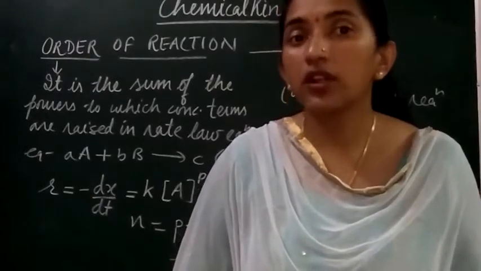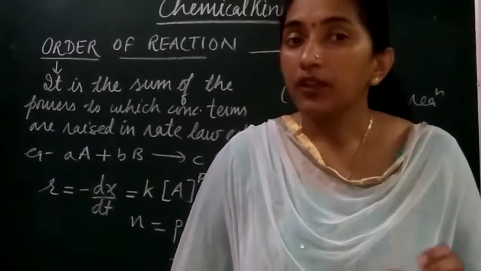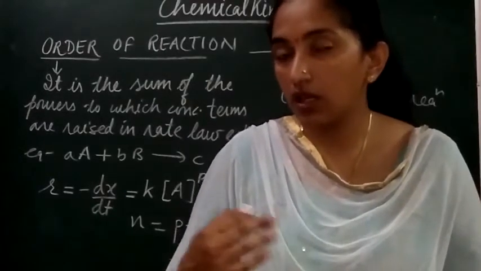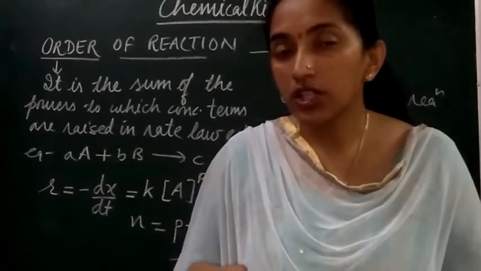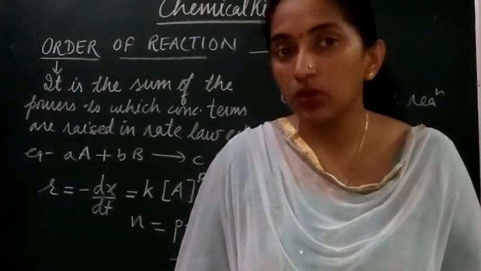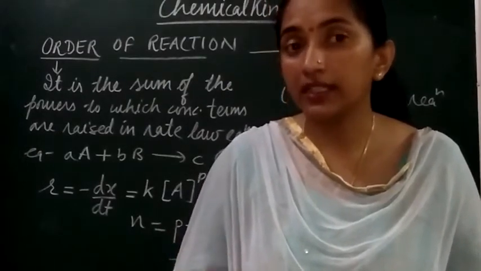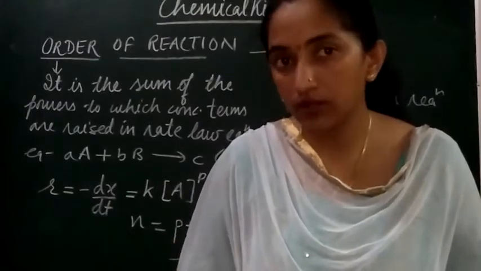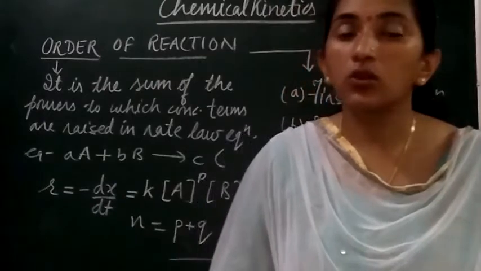Now when it is second order, the rate of the reaction dependence will be on the concentration terms by 2. That means the reactant can be either the same one, right? Or it can be two different ones also, right students?